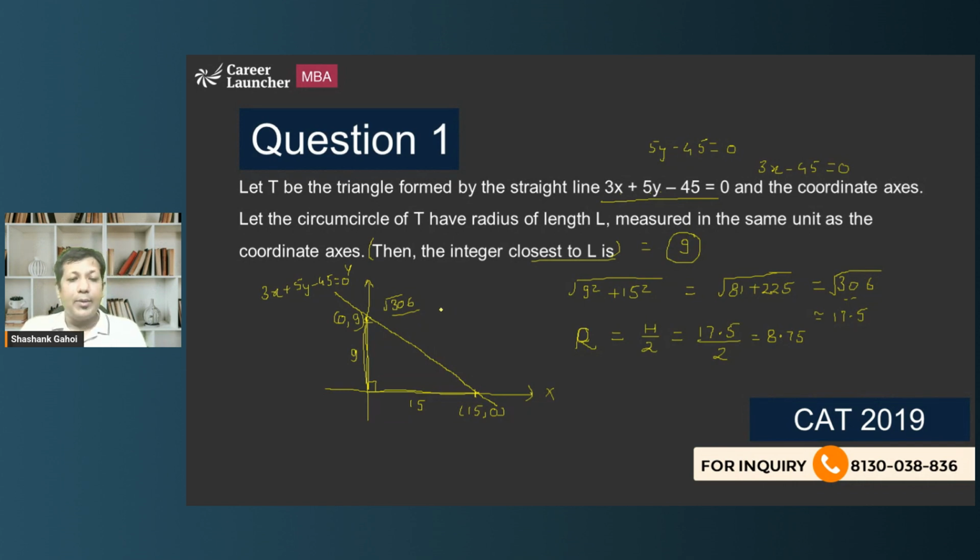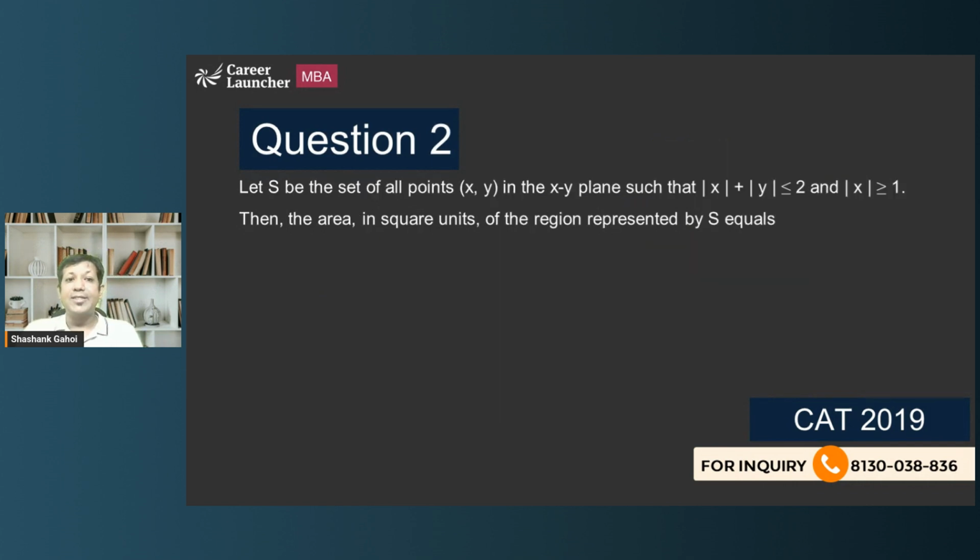Okay. Now let's move on to the next question. What does it say? Let S be the set of all points in the XY plane such that mod of X plus mod of Y is less than 2. Okay. So basically there is one question, that is mod of X plus mod of Y equal to something.